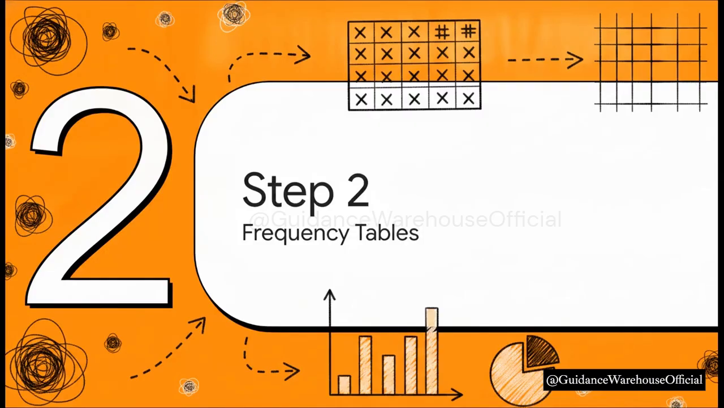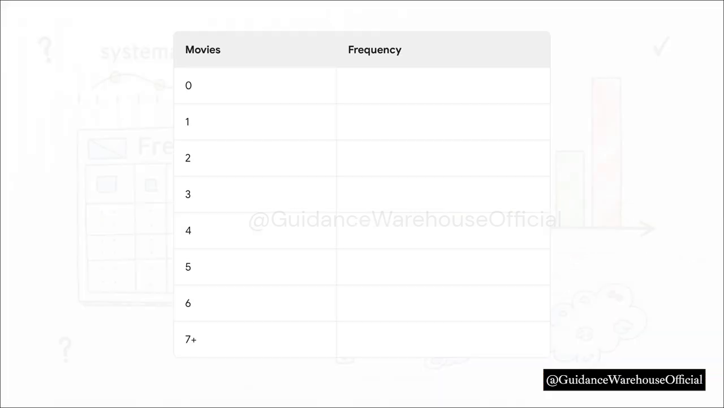Okay, step 2, building frequency tables. So we have our 60 raw data points, but right now it's just a big, messy pile of numbers. Let's organize it. To organize everything, we use our first tool, the ungrouped frequency table. Look at the number of movies column on the left. It lists literally every possible answer, 0, 1, 2, all the way up.